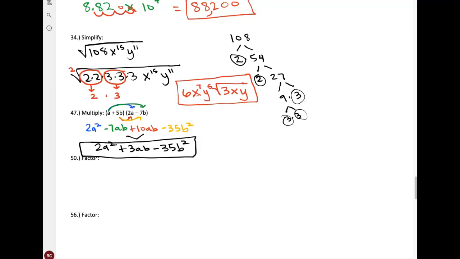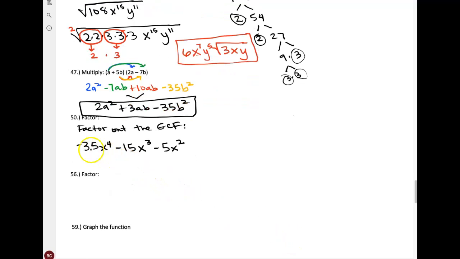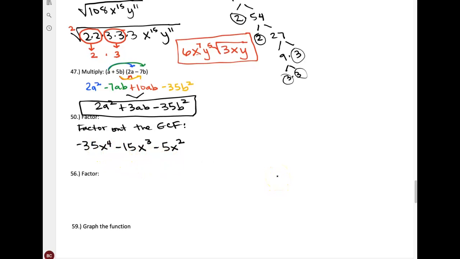All right, let's look at some factoring. So on number 50, I want you to factor out the GCF. Okay, and so we're given negative 35x to the 4th minus 15x to the 3rd minus 5x squared. So I'm looking at this, and I'm going to look at my number part first. So negative 35, negative 15, negative 5. And I can see the biggest number that will divide into all of those is negative 5. And if that leading coefficient is negative, you usually take the negative out with it.